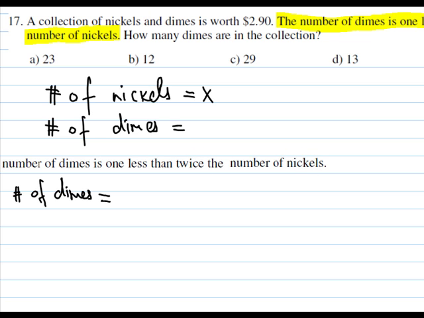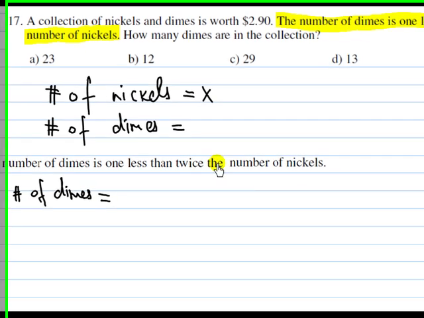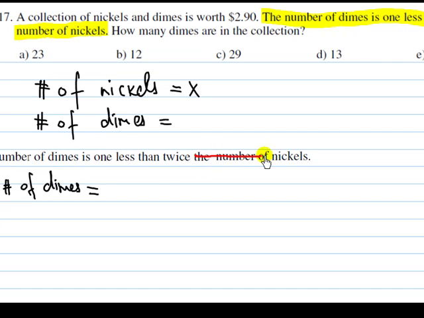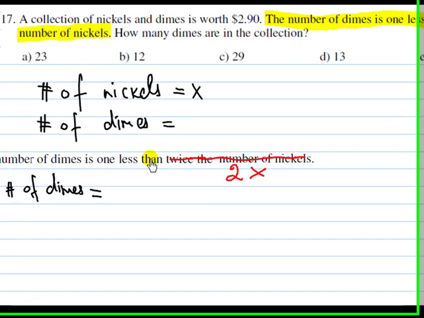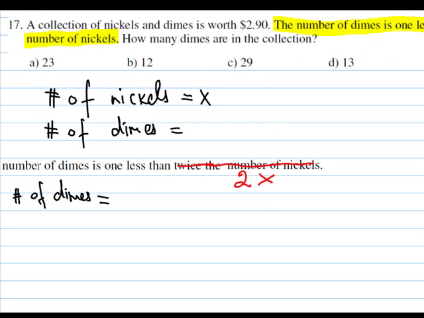Well, the number of nickels is x. Twice the number of nickels, twice will be 2 times x. Now we have 1 less than 2 times x, so that means 2x minus 1, and that would be the expression for the number of dimes.